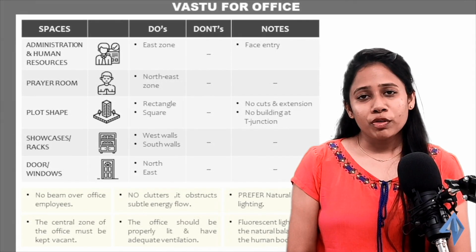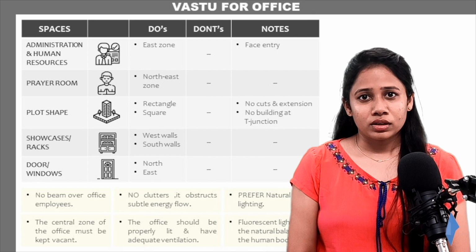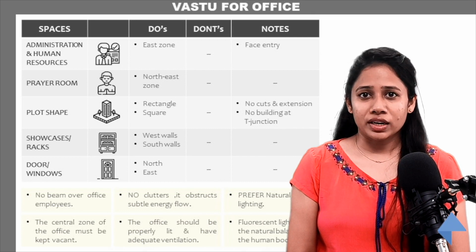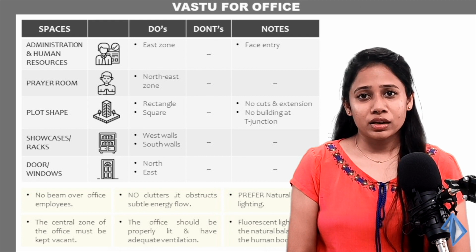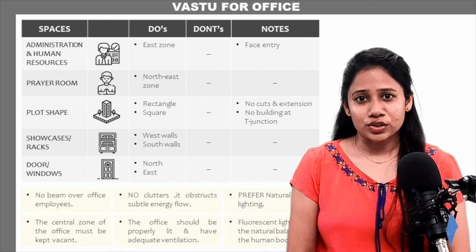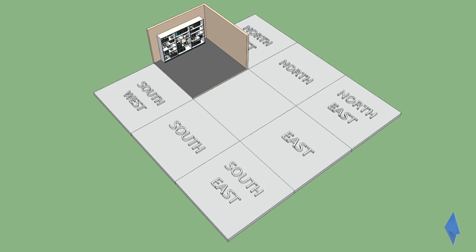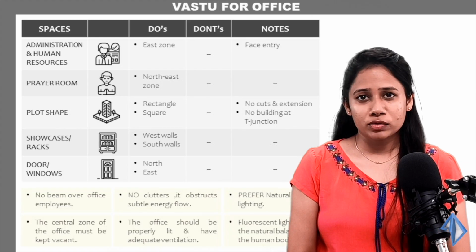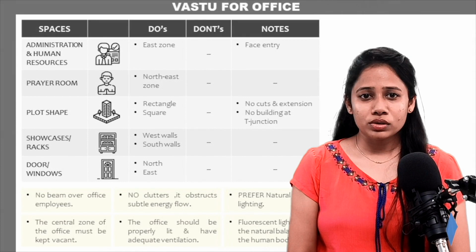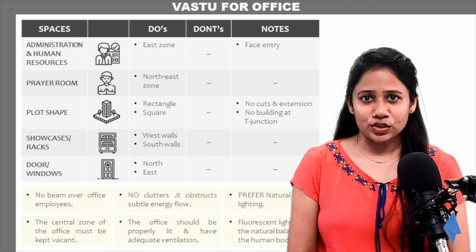The plot or shape of the plot of an office should always be rectangular or square because it is the most stable form of architecture as well as the universe. There should be no cuts and extensions because it imbalances the energy we receive from all the four directions. Showcases, bookshelves, racks should be made on west walls or the south walls of any cabin or any workspace. Doors and windows are always preferred on north direction and east direction.